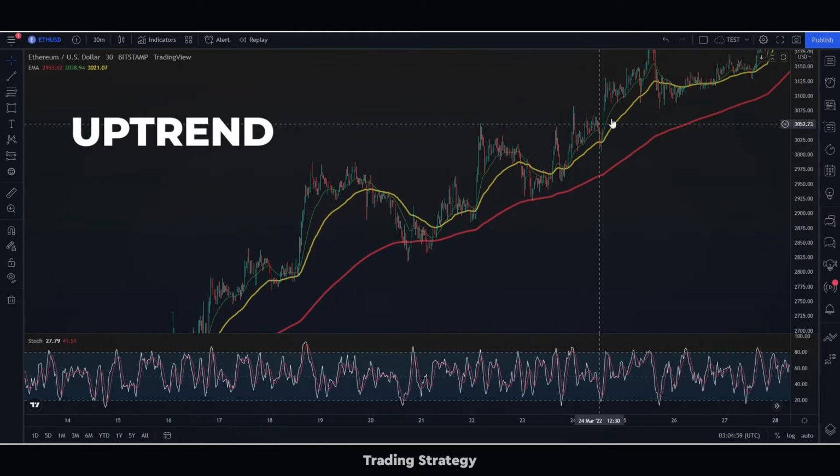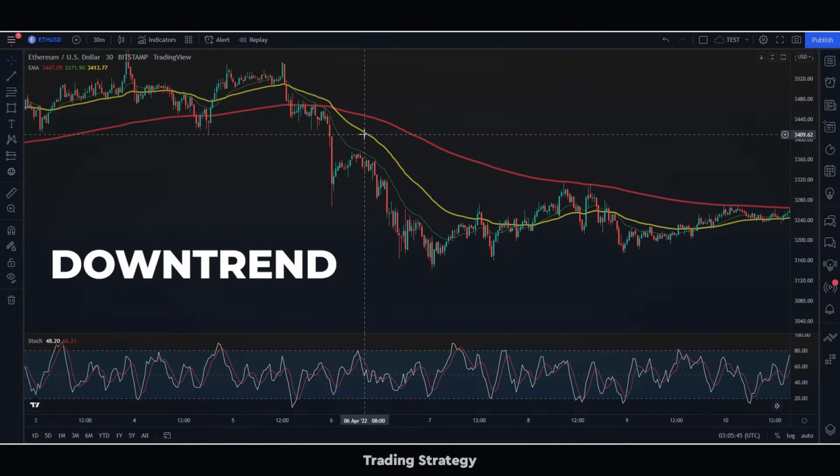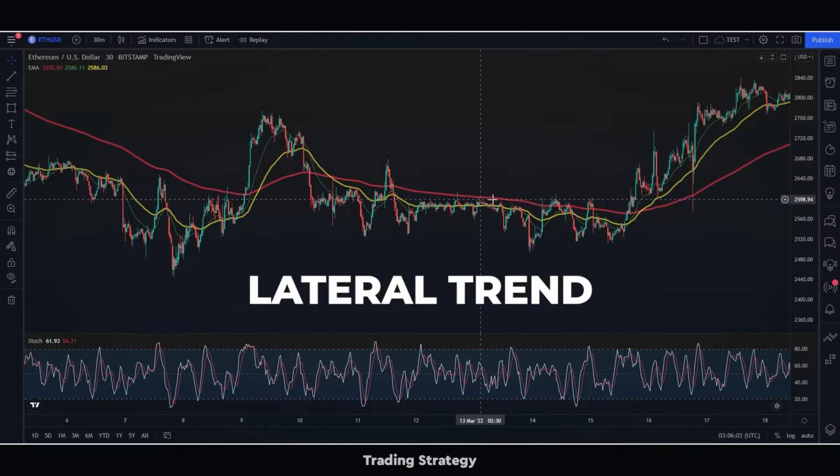We will take it as an uptrend if the green EMA is above the yellow one and the yellow EMA is above the red one, as it can be in this case. We will take as a downtrend if the green EMA is below the yellow one and the yellow EMA is below the red one, as it can be in this case. In case the red EMA is flattened, we will not take any trades.